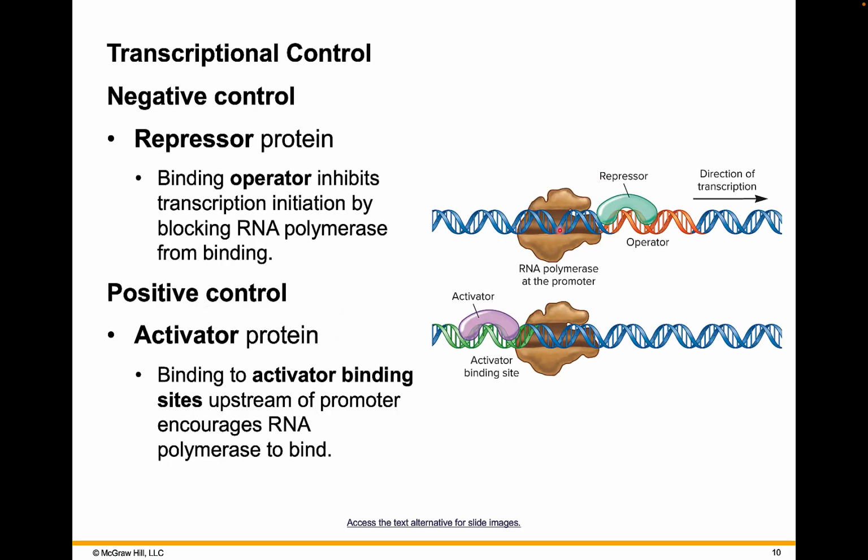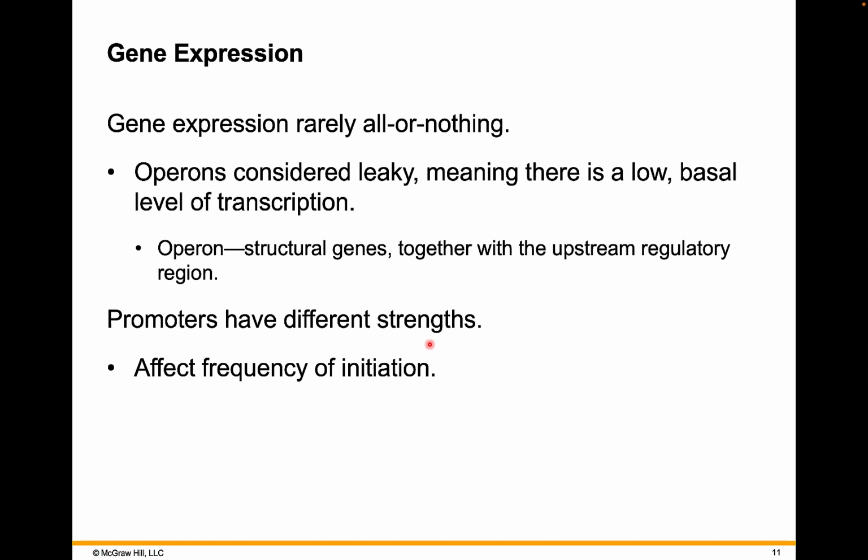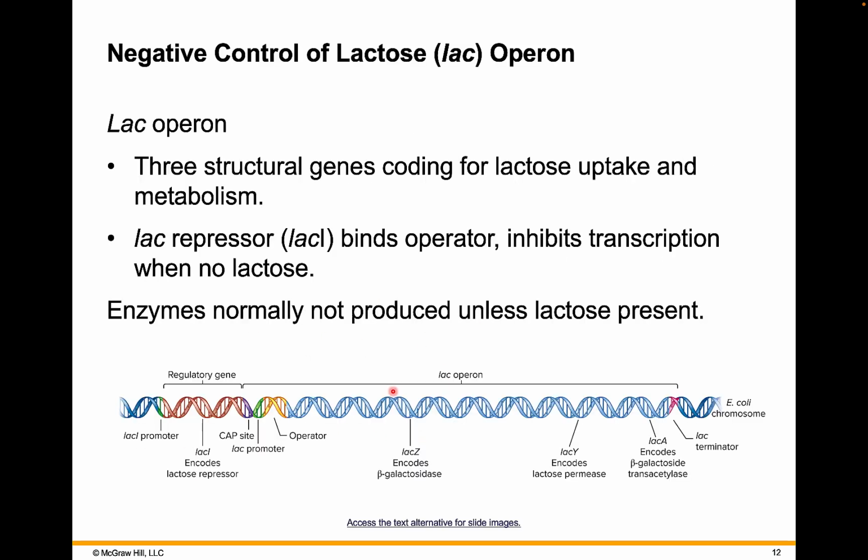And the promoter, which is the binding site for the RNA polymerase, can have different strengths. You can say that it's a strong promoter, or a not so strong promoter. That means that depending upon how tightly a promoter binds the RNA polymerase, the amount of gene expression can also vary, affecting the frequency of initiation of transcription.